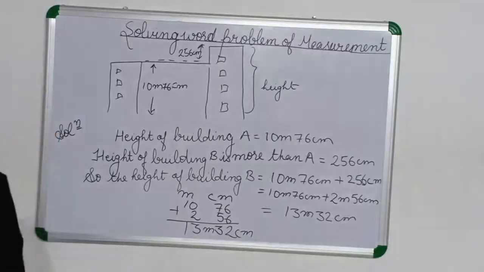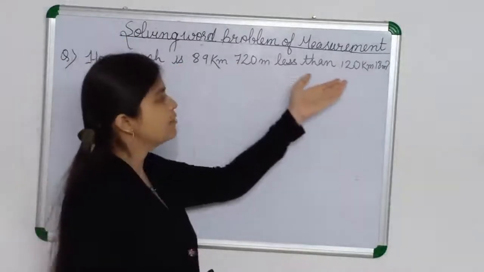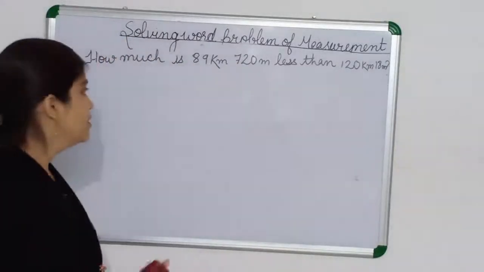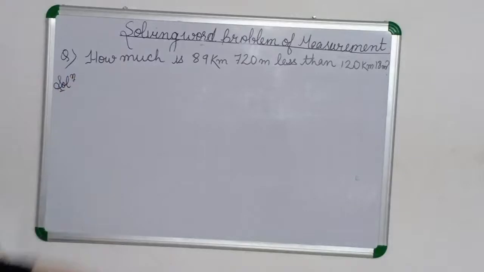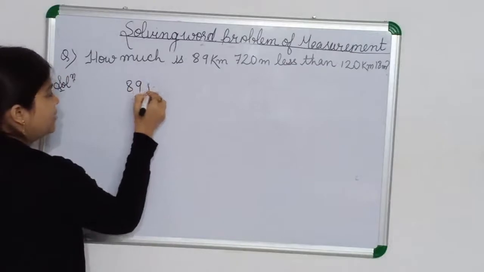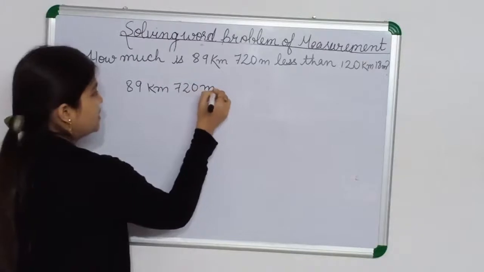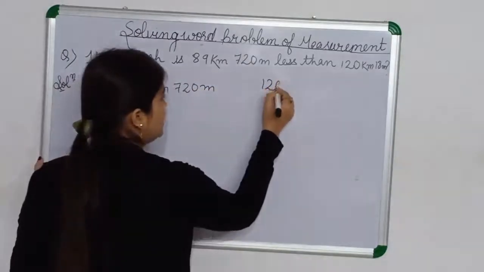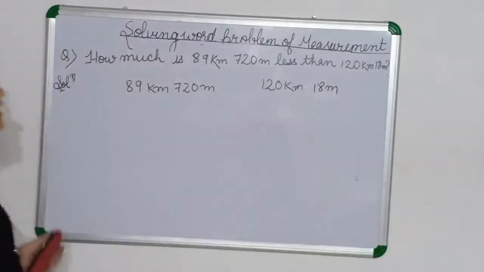So we will take 1, 2 more problems here. Here is the question: how much is 89 kilometer 720 meter less than 120 kilometer 18 meter? Now here you see which one is less. In the number 89 kilometer 720 meter and in 120 kilometer and 18 meter, you compare which one is less.